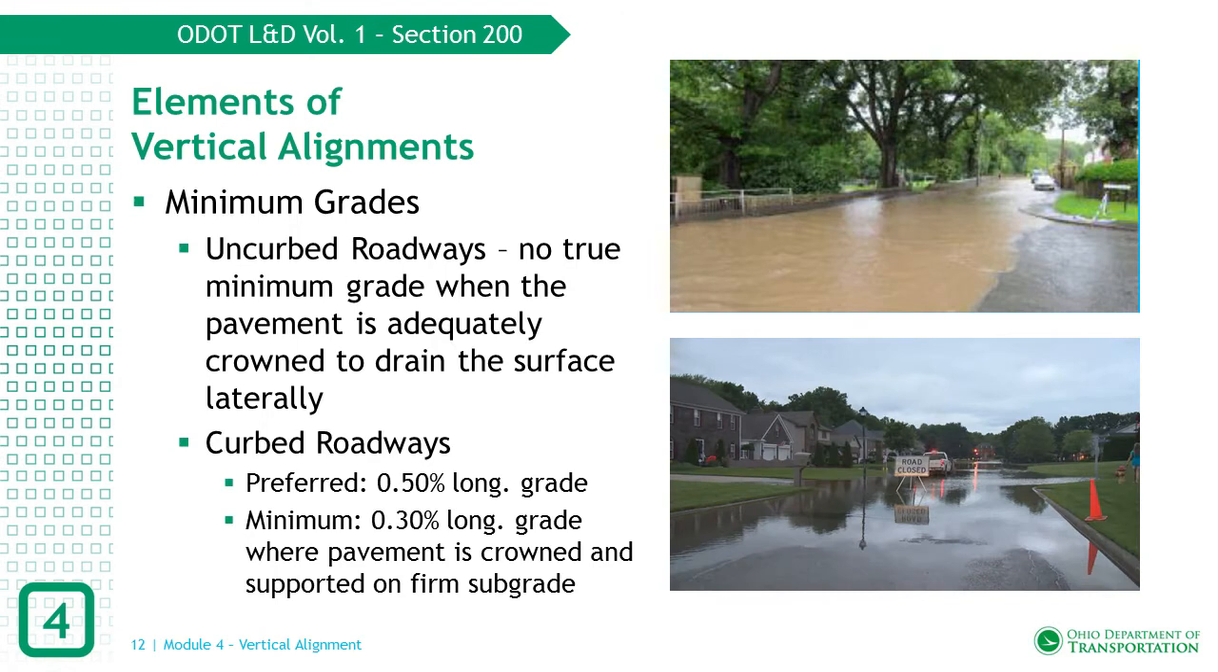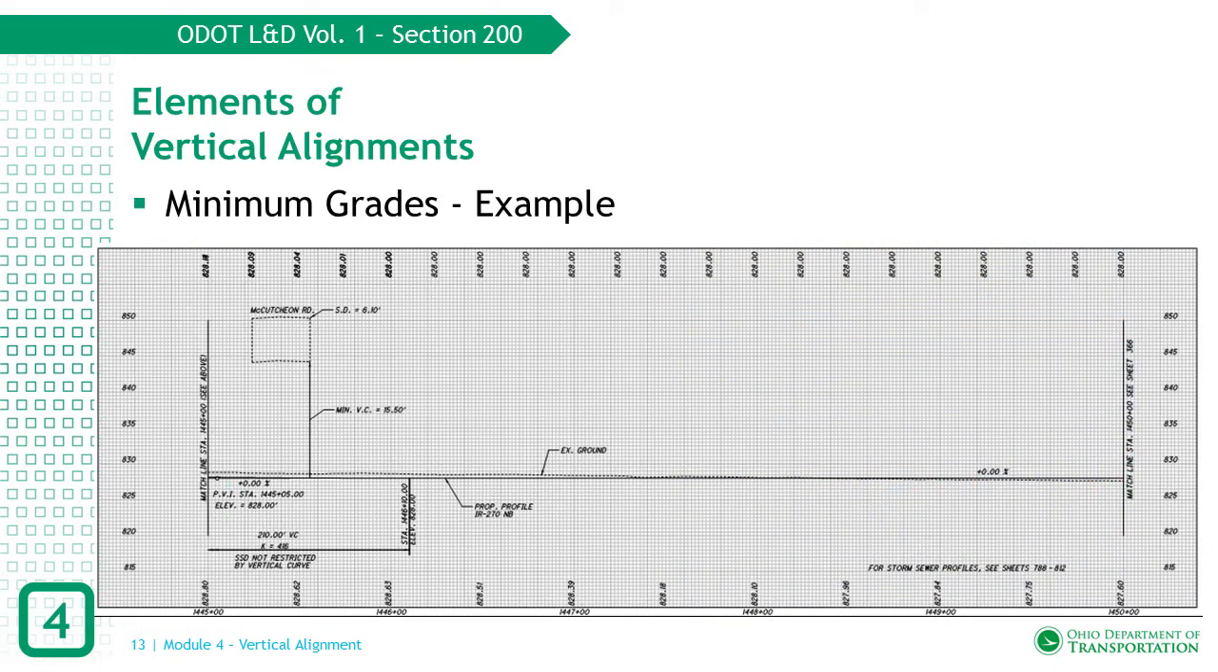Minimum grades offer drainage challenges and can lead to ponding waters and flooding. For uncurbed roadways, there is no true minimum grade if the pavement adequately drains laterally. For curbed roadways, the preferred minimum grade is 0.50%. The absolute minimum grade should be 0.30% and only used when the pavement is adequately crowned and supported on firm subgrade. Drainage calculations would need to be performed to ensure that the spread doesn't extend too far into the traveled lanes. There are some instances where a profile grade less than 0.30% is necessary, though.